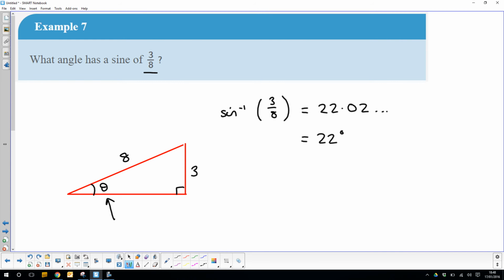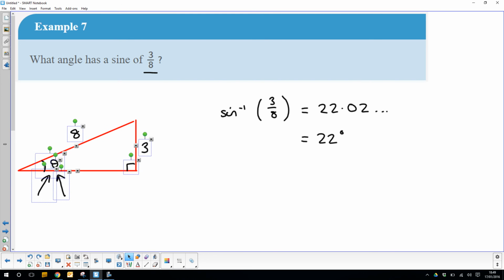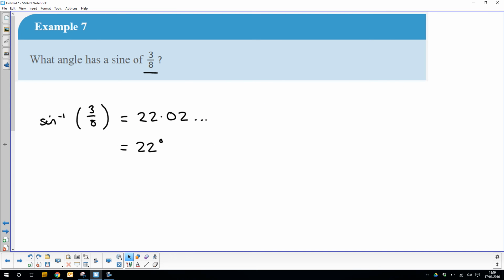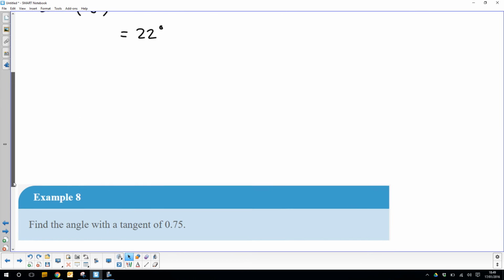And what I've worked out is that in this triangle, if the hypotenuse is 8 and the opposite side is 3 centimetres, meters, as long as they're both the same, kilometres, the angle that must make over here must be 22 degrees. Now, in reality, when this exercise asks you what to do, none of this is required. All we need to worry about is this. So you would write down sine minus 1 of 3/8, type it into your calculator properly, and you get 22 degrees.